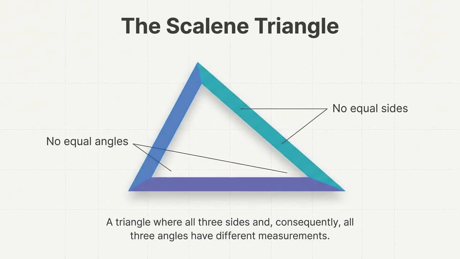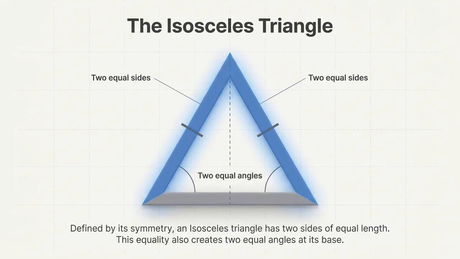Okay, so let's switch up our blueprint a little. What happens if we decide to make two of the sides exactly the same length? Well, that gives us our next type, the isosceles triangle. And this is where it gets really interesting. See, when you force two sides to be equal, something kind of magical happens. The two angles at the bottom of those sides become equal too. It creates this perfect balance, which gives the triangle a line of symmetry right down the middle.